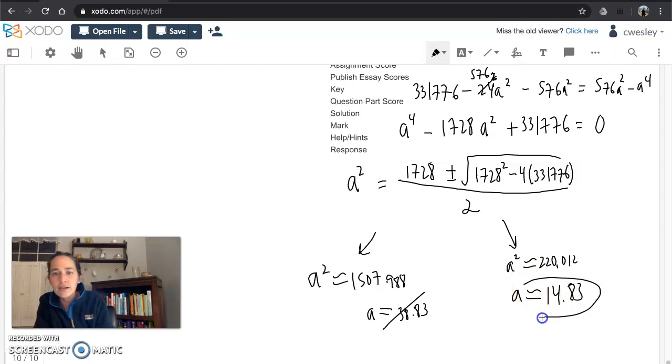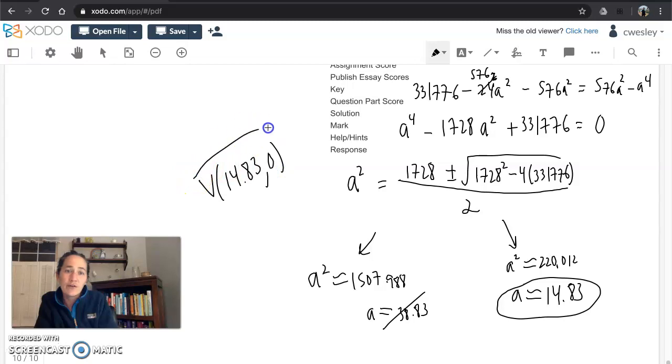So your vertex has this x coordinate. That's what a is going to be. Vertex, it'll be about (14.83, 0).